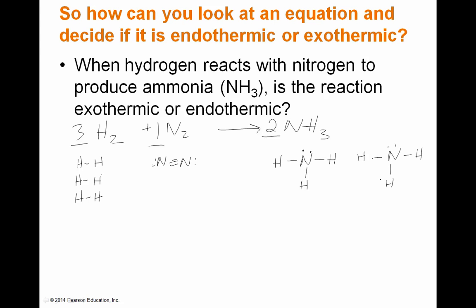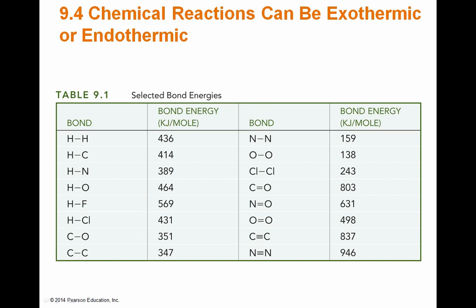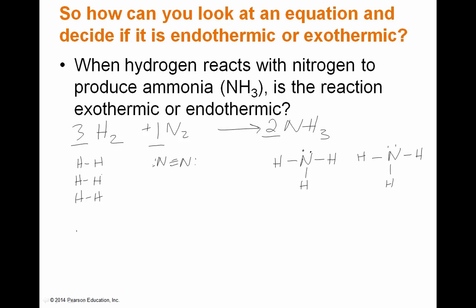Okay, and there are 2 of them. Okay, so let's do the exact same thing as we did before. H2, 436 kilojoules per mole, times how many moles of them? 1, 2, 3 bonds.